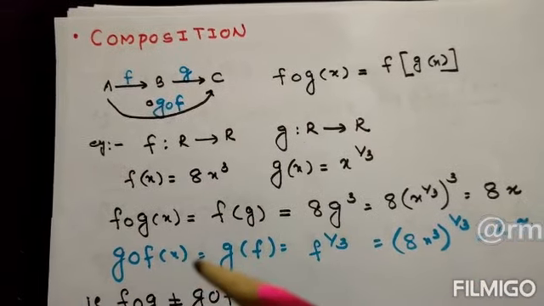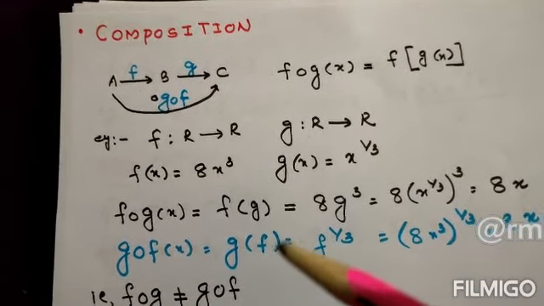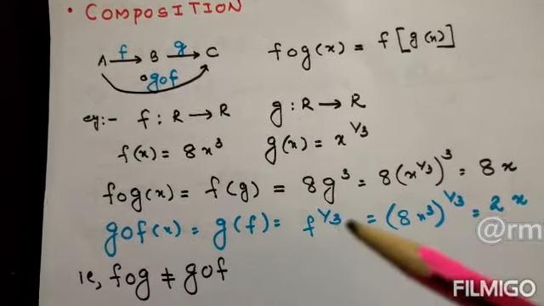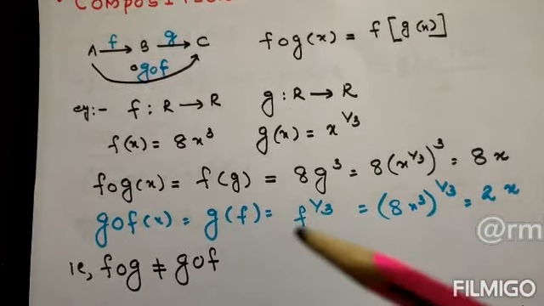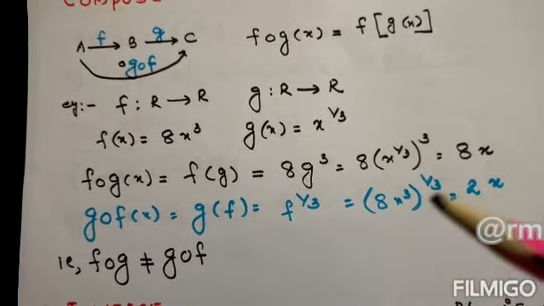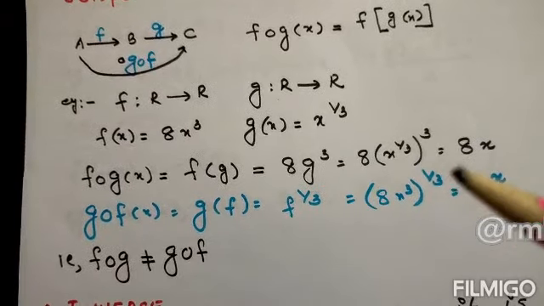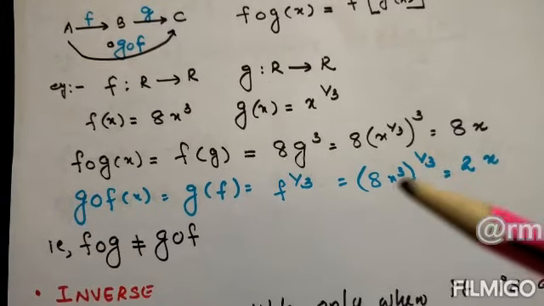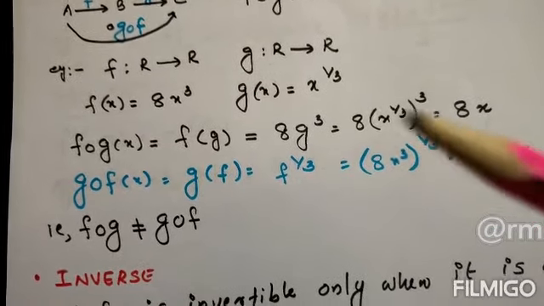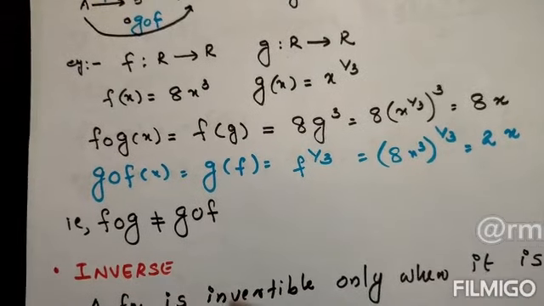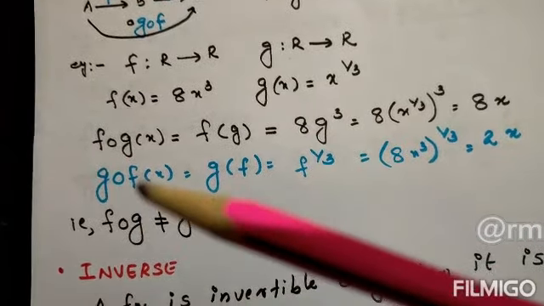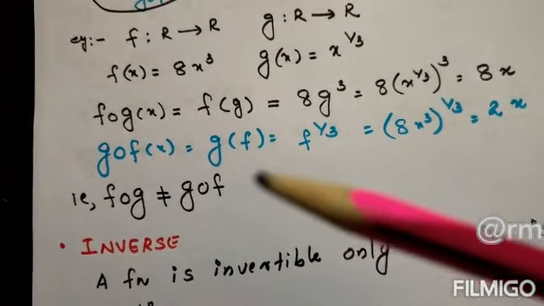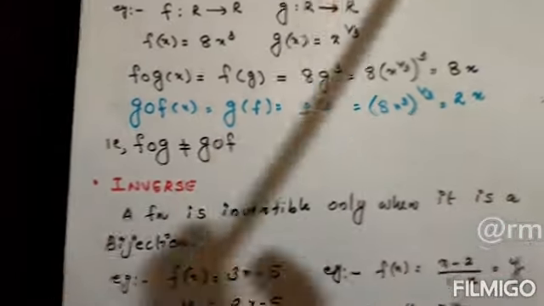g composition f of x is by definition g of f. g of x is x raised to 1 by 3, so g of f is f raised to 1 by 3. We substitute f, which is 8x cube, so 8x cube raised to 1 by 3. The cube root of 8 is 2, and the cube root of x cube is x, so it is 2x. f composition g is 8x and g composition f is 2x. So f composition g is not equal to g composition f.